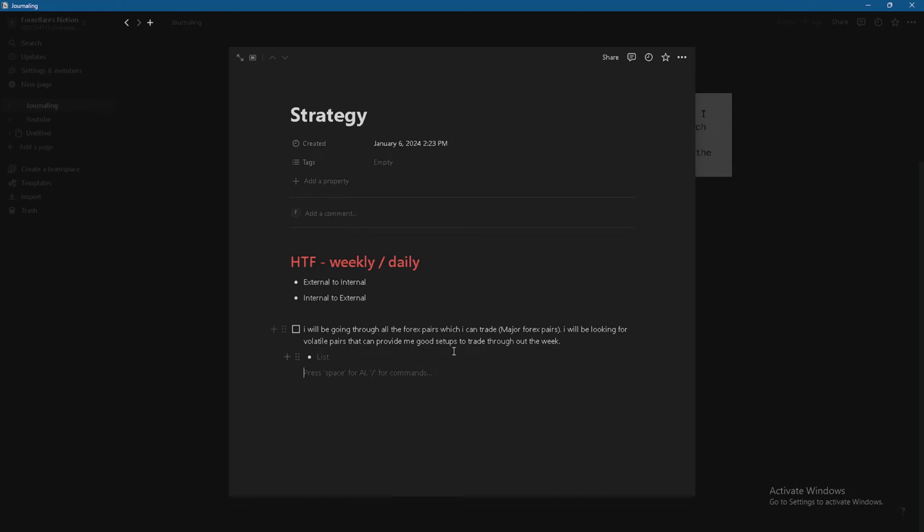I'll be going through all the forex pairs which I can trade, major forex pairs. I'll be looking for volatile pairs that can provide me good setups to trade throughout the week. I will shortlist them only if they show good market structures.